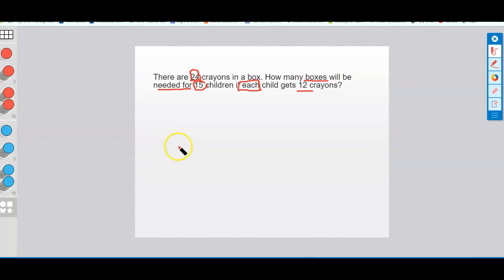Lots of information there. Let's start with what we need to find out. We need to find out how many crayons we are going to need. So we have 15 children, and each of those kids needs 12 crayons. So we can solve this a couple different ways. You can use your box method, better known as the area method. We say 10 times, and 5 is 15, and 10 and 2 is 12.